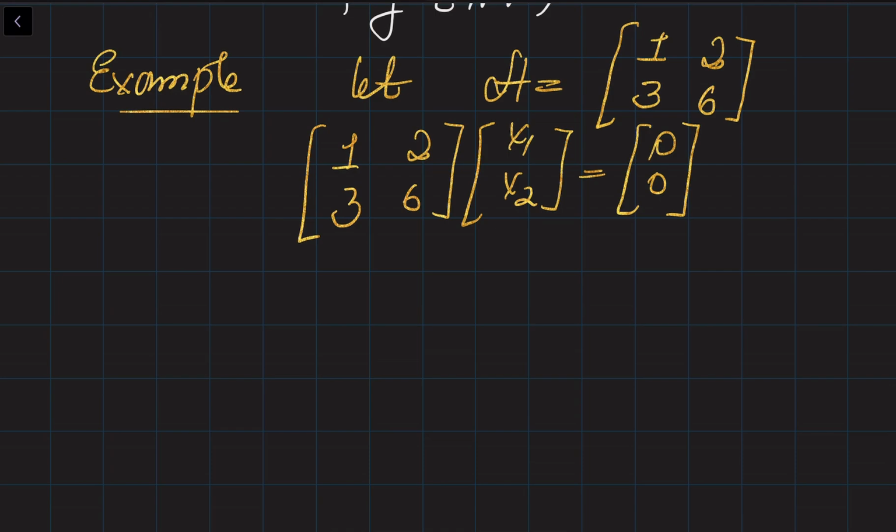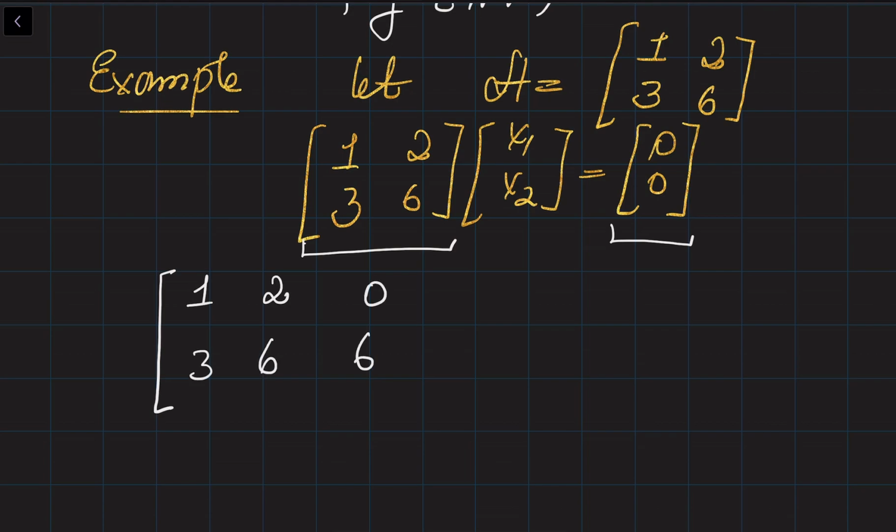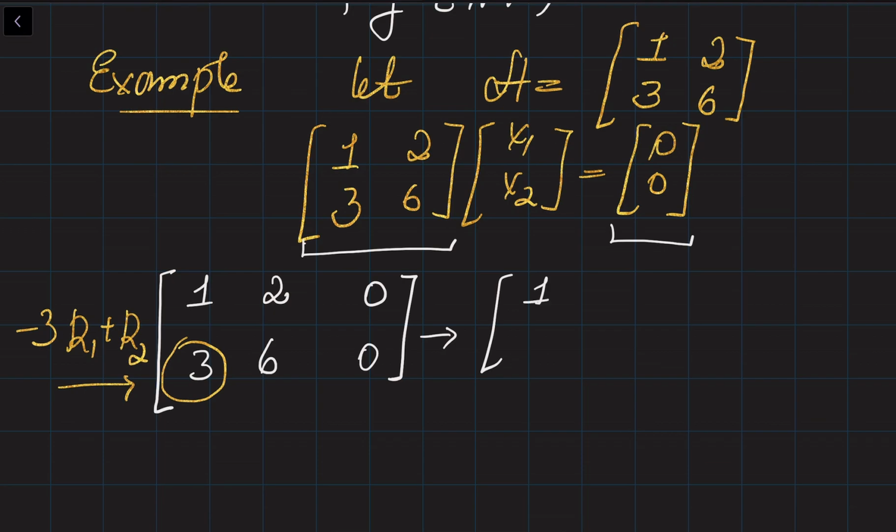The way to solve this would be to use the Gauss-Jordan elimination. If you remember, in the Gauss-Jordan elimination, you took the coefficient matrix and the right-hand side part and put them together in the augmented matrix. So let's do this together. It's going to be 1, 2, 0, 3, 6, 0. The first thing we need to get rid of is this 3, and we can do this by multiplying the first row by minus 3 and adding it to the second, which leads to the elimination of the 3. So it's going to be 1, 2, 0, 0, 0, 0.